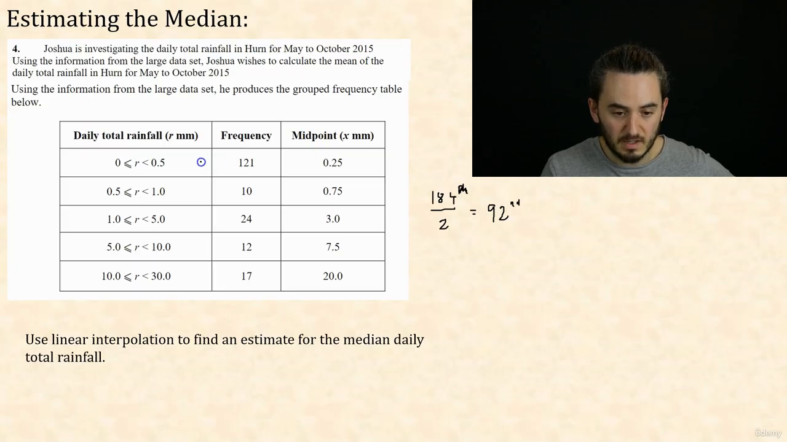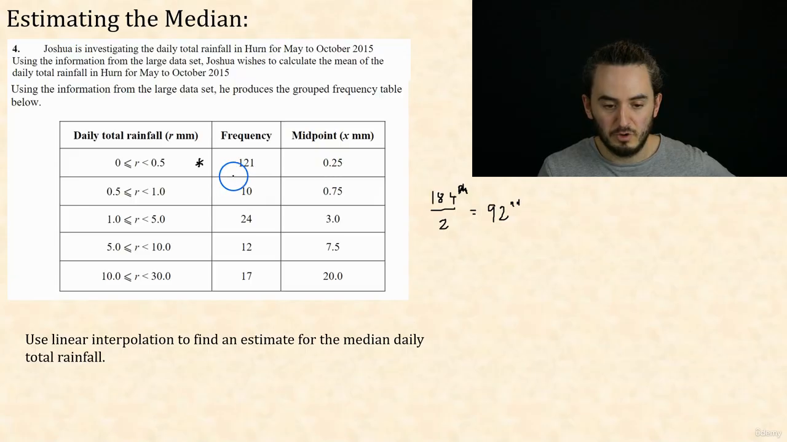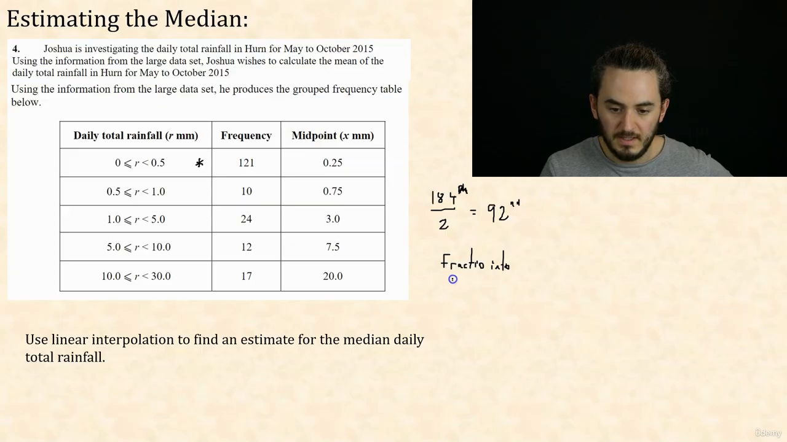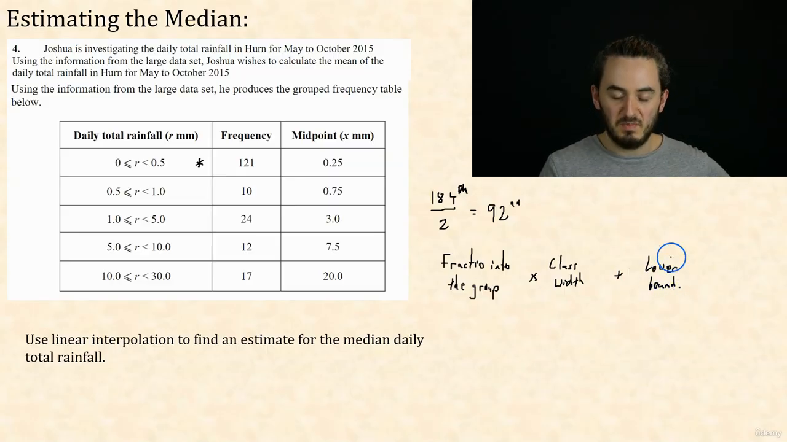So I like to put a little star in the group that I know the median lies in. So the median is in that group. I just need to work out what fraction of the way into the group it is. Remember, my approach is going to be, I'm going to first find the fraction into the group. I'm then going to multiply by class width. And finally, I'm going to add on the lower bound. So that's the way I like to think about finding the median using linear interpolation.